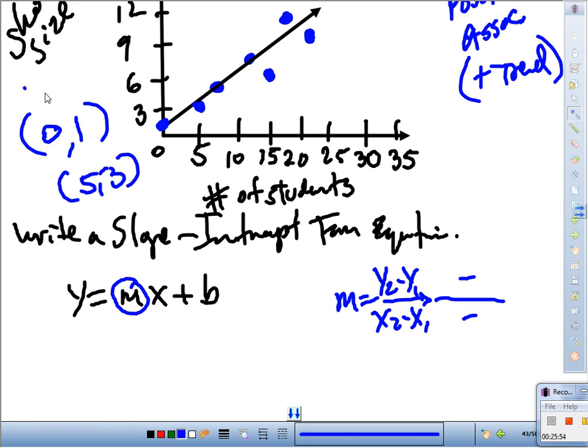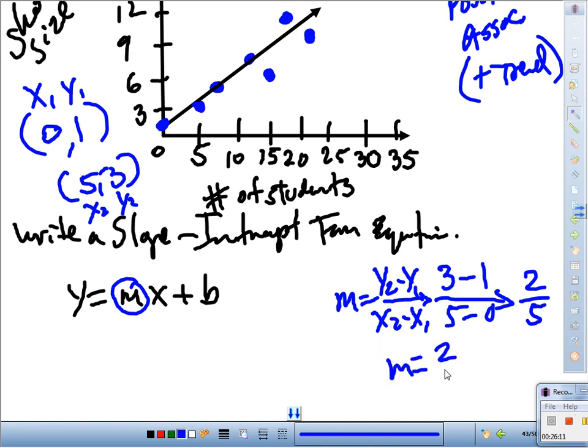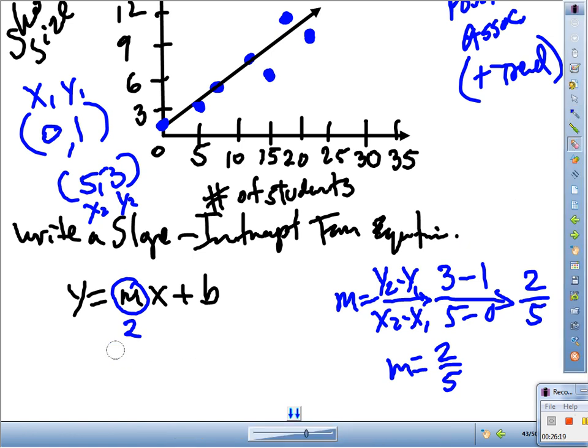So that means x sub 1, y sub 1, x sub 2, y sub 2. So let's see, this is 0, 1, 5, 3. So what is 3 minus 1? 2. What is 5 minus 0? 5. So my slope is 2 over 5. So where did I write that? Here underneath the m, 2 over 5. Am I done? What else do I need?